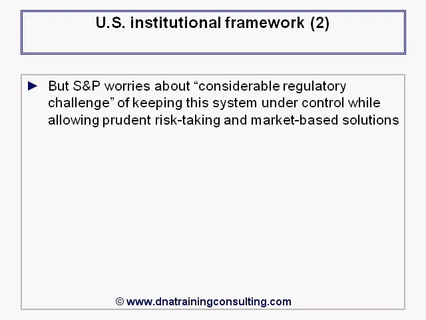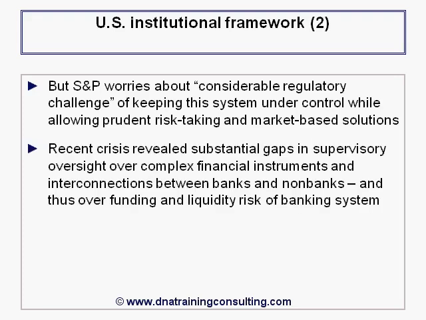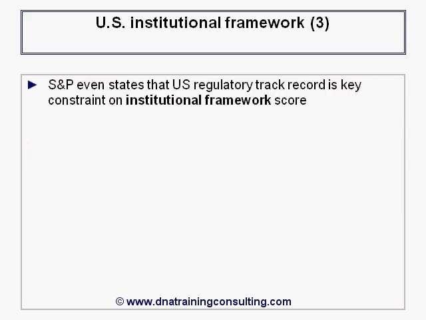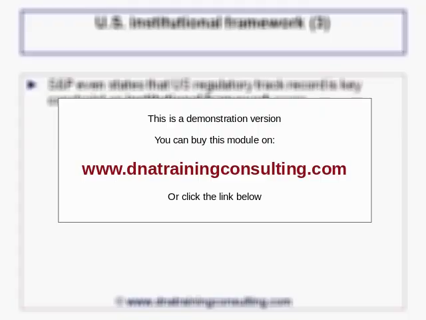According to the rating agency, the recent crisis revealed substantial gaps in supervisory oversight and complex financial instruments, and the interconnections between banks and non-banks, and thus over the funding and liquidity risk of the banking system. Indeed, S&P states that the U.S. regulatory track record is one of the key constraints on the institutional framework score.